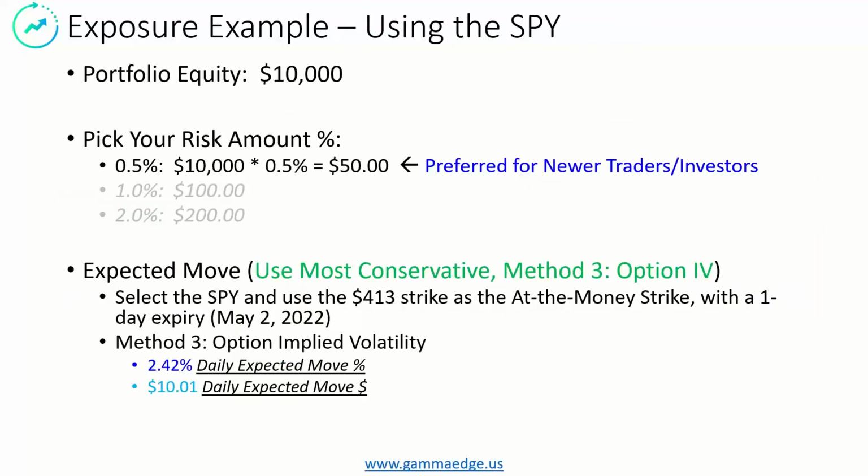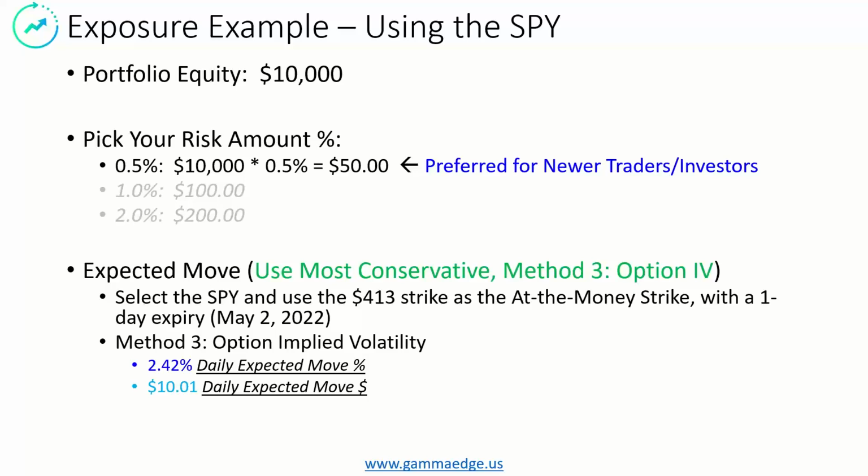All right, so here's our exposure example using the SPY. Our portfolio equity is $10,000. Your risk amount is 0.5%, and here at Game Edge, we encourage new traders or investors to use this 0.5% methodology. This will allow you to be in multiple trades, even if you're wrong or if you're just learning how to trade, and really not cause a significant drawdown in your portfolio. And you can have multiple losses and still be able to recover from these losses. So you see that's 0.5%, so it's a $50 risk.